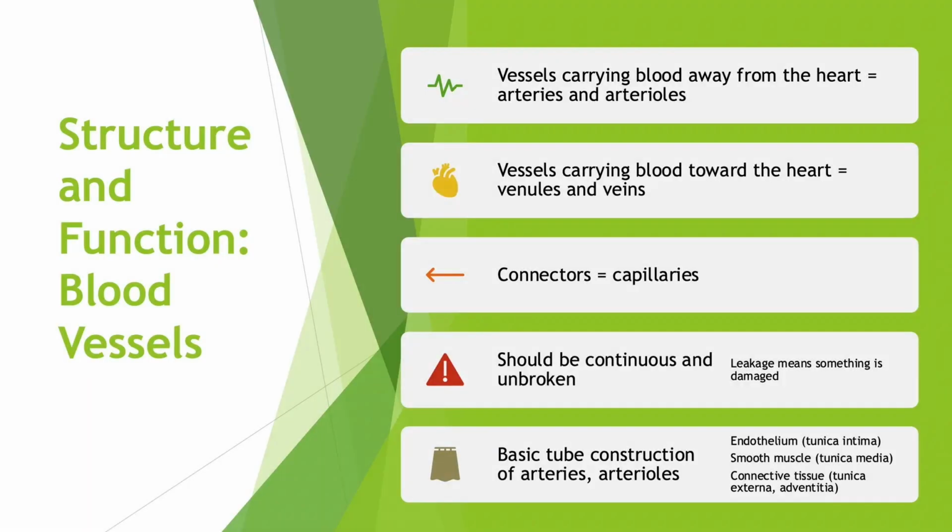Let's explore the structure and function of blood vessels. Vessels carrying blood away from the heart are called arteries and arterioles. Vessels carrying blood toward the heart are called venules and veins. The connectors between these systems are capillaries. Blood vessels should be continuous and unbroken. Arteries and arterioles have a basic tube construction with 3 layers.